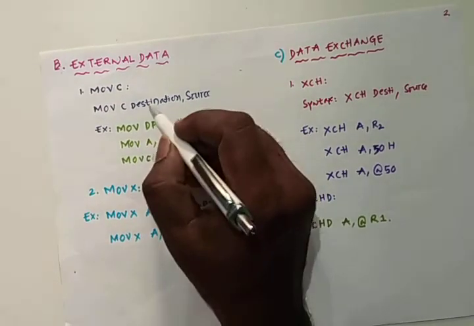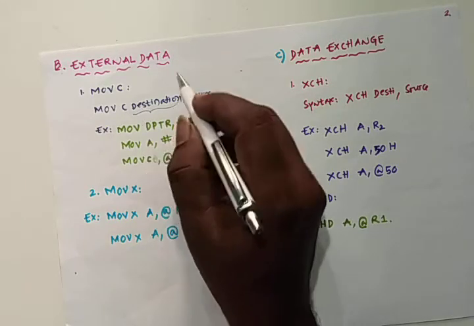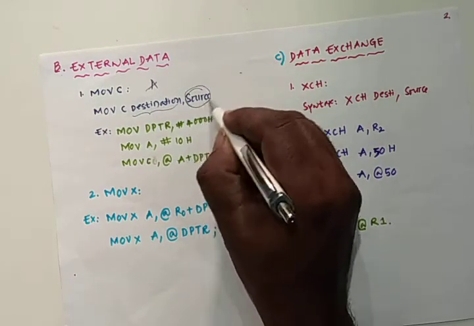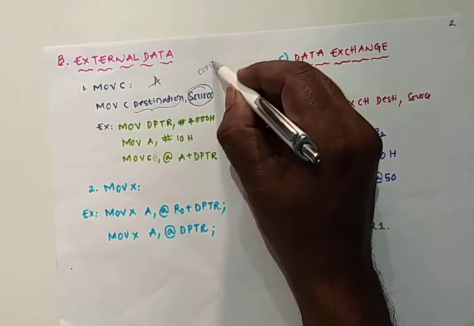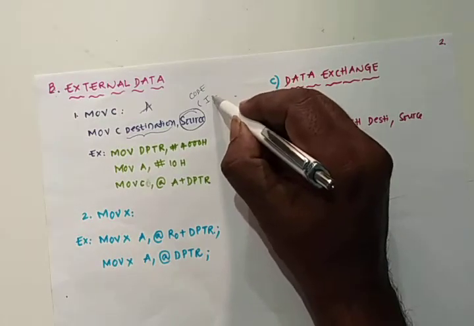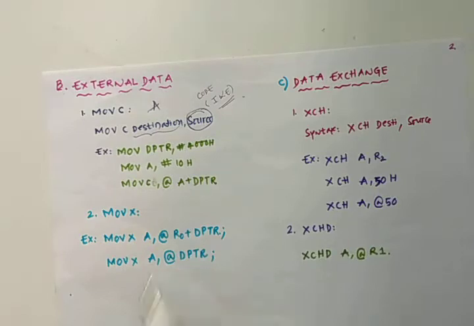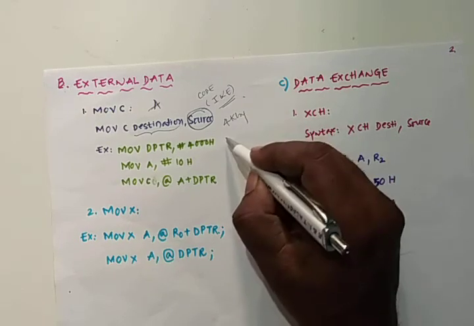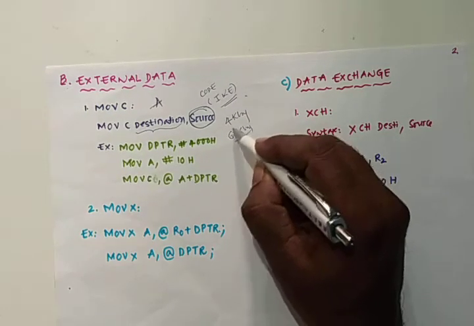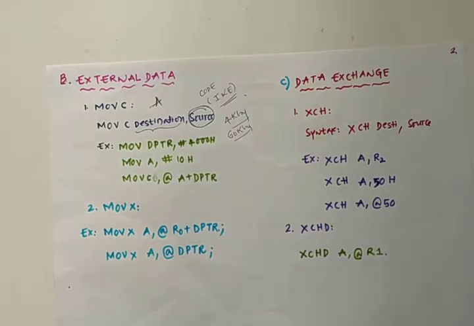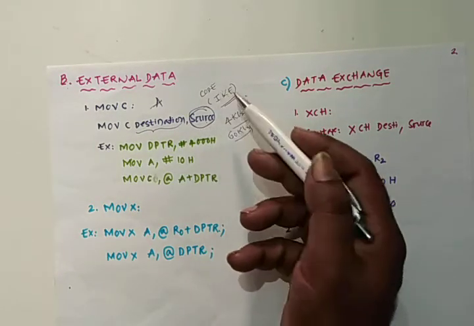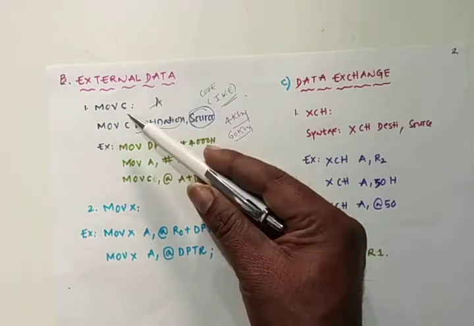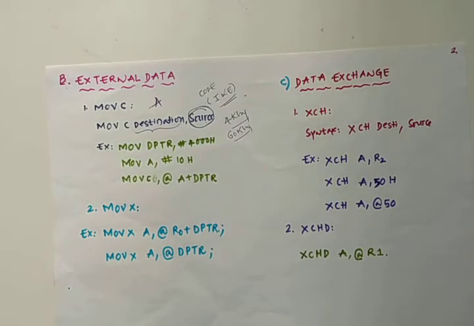That means the destination has to be the accumulator, whereas the source must be a code memory, and that code memory may be internal or external. We know that the 8051 microcontroller has 4 kilobytes of internal ROM and 60 kilobytes of external ROM. ROM is nothing but code memory. If the source is specified for the code, internal or external, then that instruction is named MOVC. Operation of MOVC.